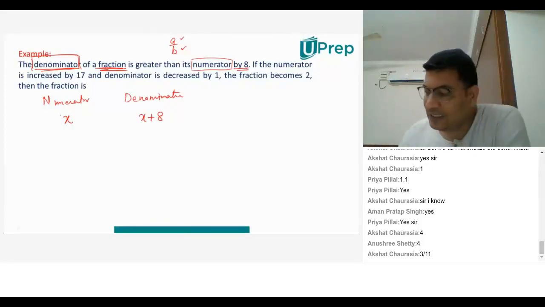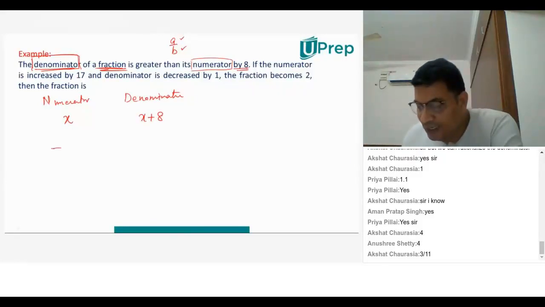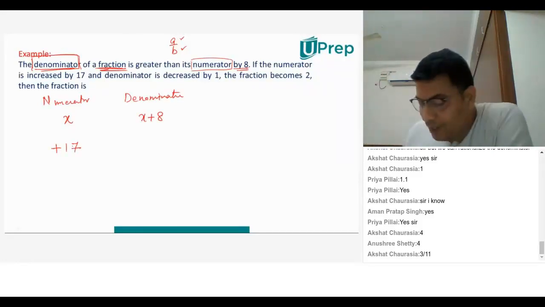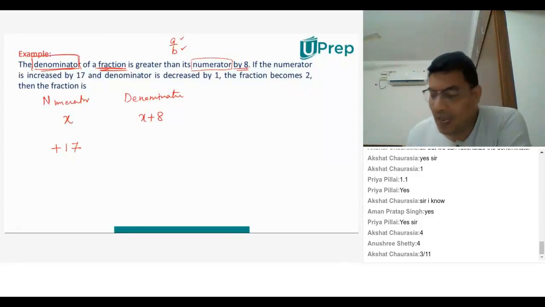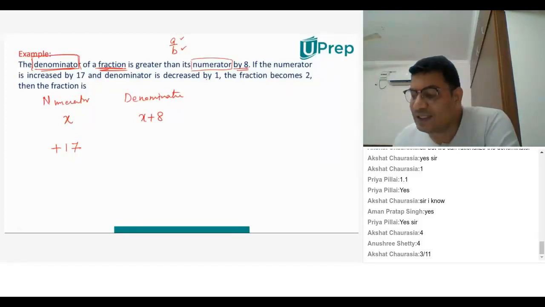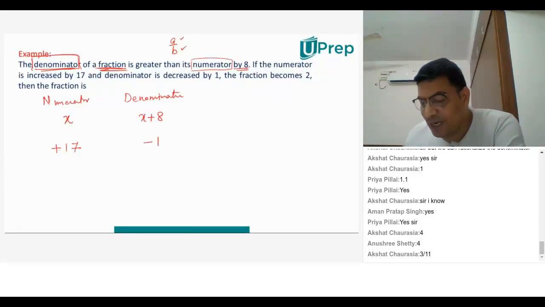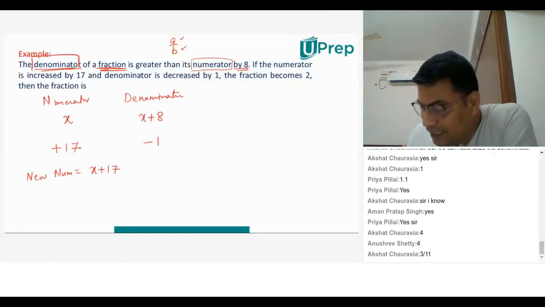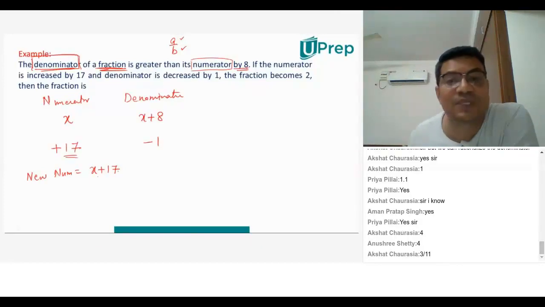Now the question is, he's saying if the numerator is increased by 17, that means x plus 17. And he's saying the denominator is decreased by 1. Now what do you mean by denominator is decreased by 1? If I increase the numerator by 17, the new numerator will be x plus 17. Please observe this.